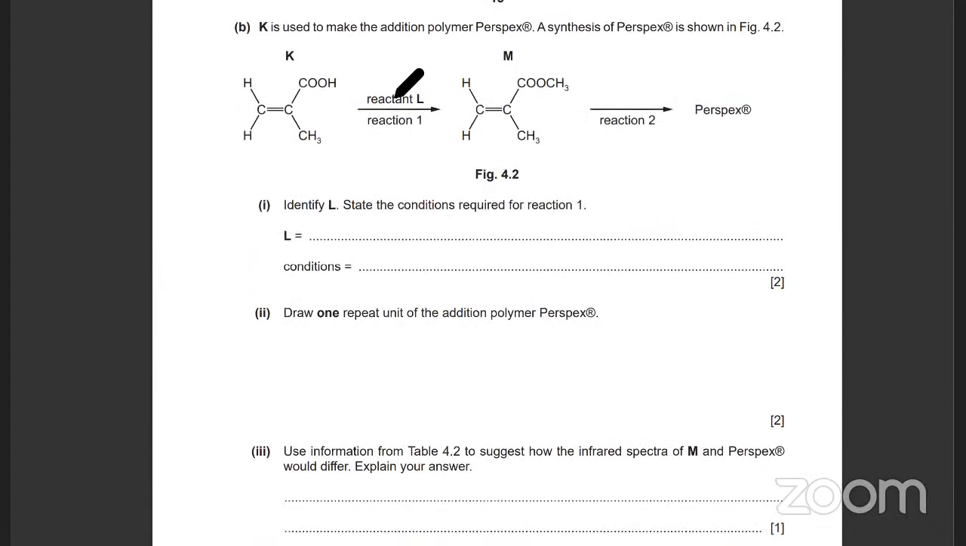K is used to make an addition polymer, Perspex. What is reaction number 1? Esterification. Carboxylic acid. So state the conditions required for esterification. Concentrated H2SO4. The conditions are heat with reflux, right?